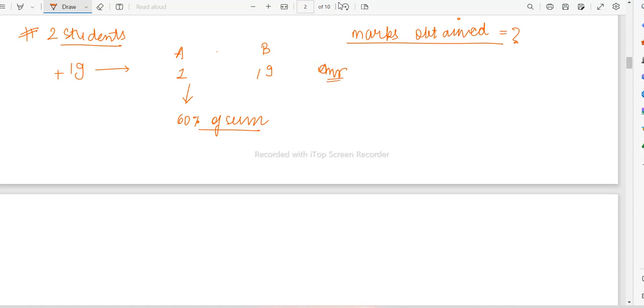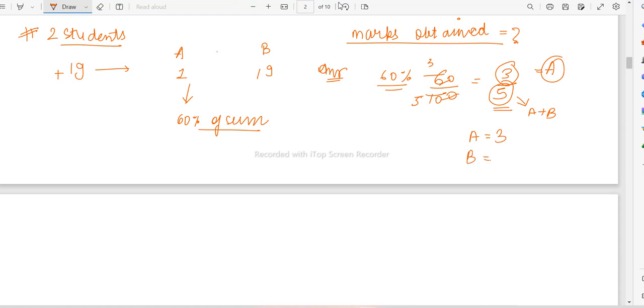Basically what you could do is that you have a ratio. Now if I know that we have 60% of the marks obtained, it would give me 60 by 100, which would be equal to 3 by 5 when you cancel it out. Now that means A plus B has got this much marks, and 3 marks has been obtained by A. A has got 3 marks and together they got 5 marks, that means B would have got 2 marks.